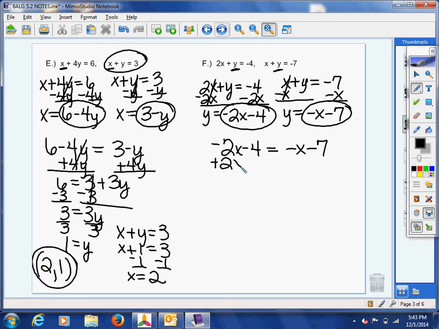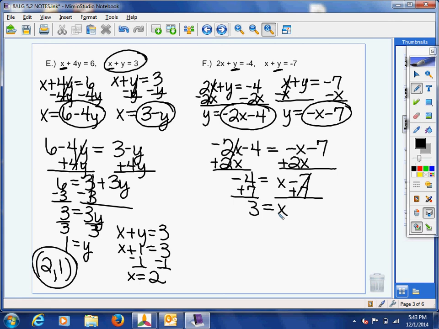I'm going to add 2x to each side. Super. Gone. And I got negative 4 is equal to x minus 7, and then I'll add 7 to each side. Beautiful. I bet you're already ahead of me and you already know the answer. So we just solved the first half of the point. We found the x value, but I need the y value.